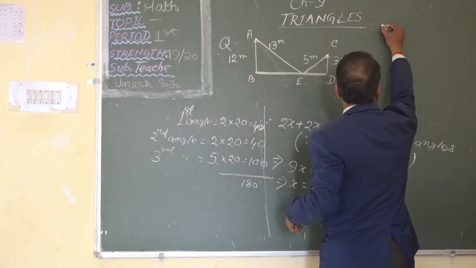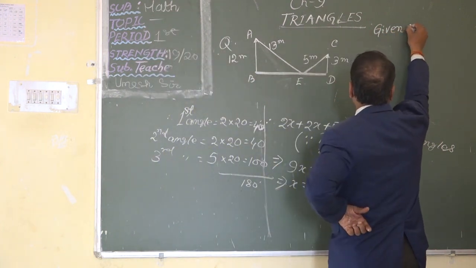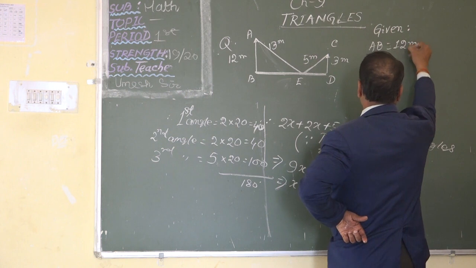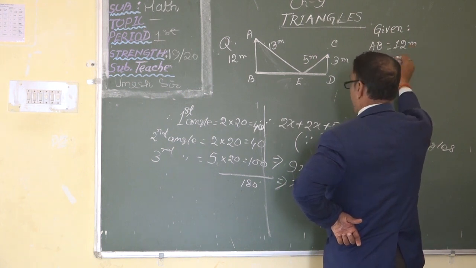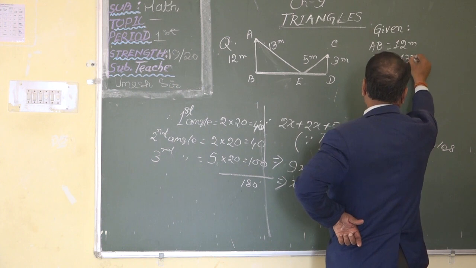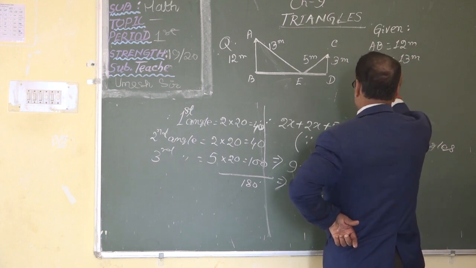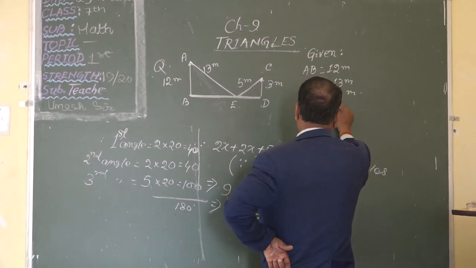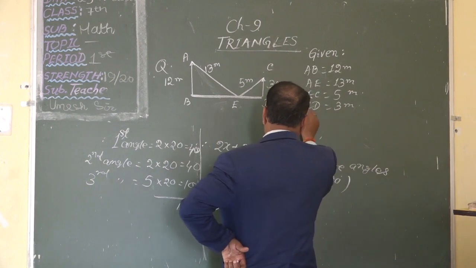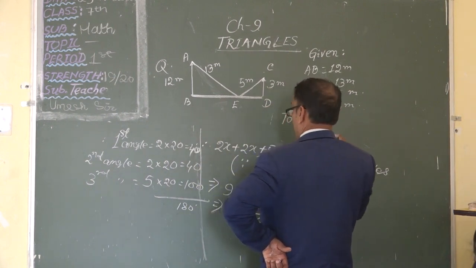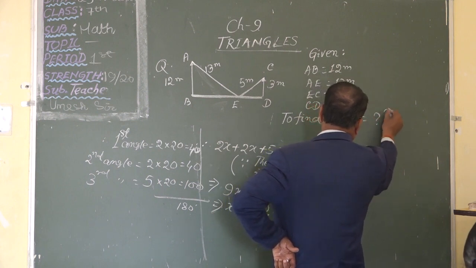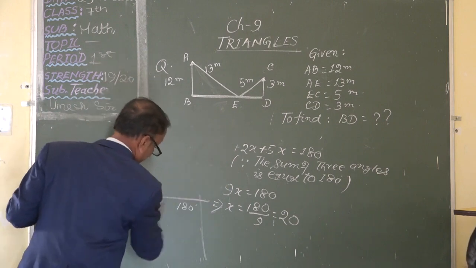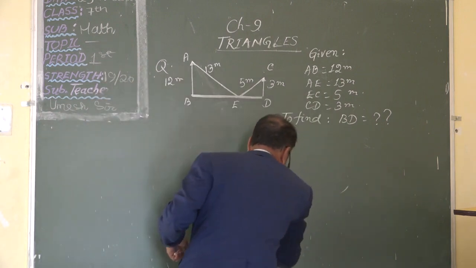So here you will write what are the given things. Given: AB is equal to 12 meter, AE is equal to 13 meter, EC is equal to 5 meter, CD is equal to 3 meter. To find, what will we find? To find BD is equal to how much? This we have to find. So this is the figure, and we have to find BD.